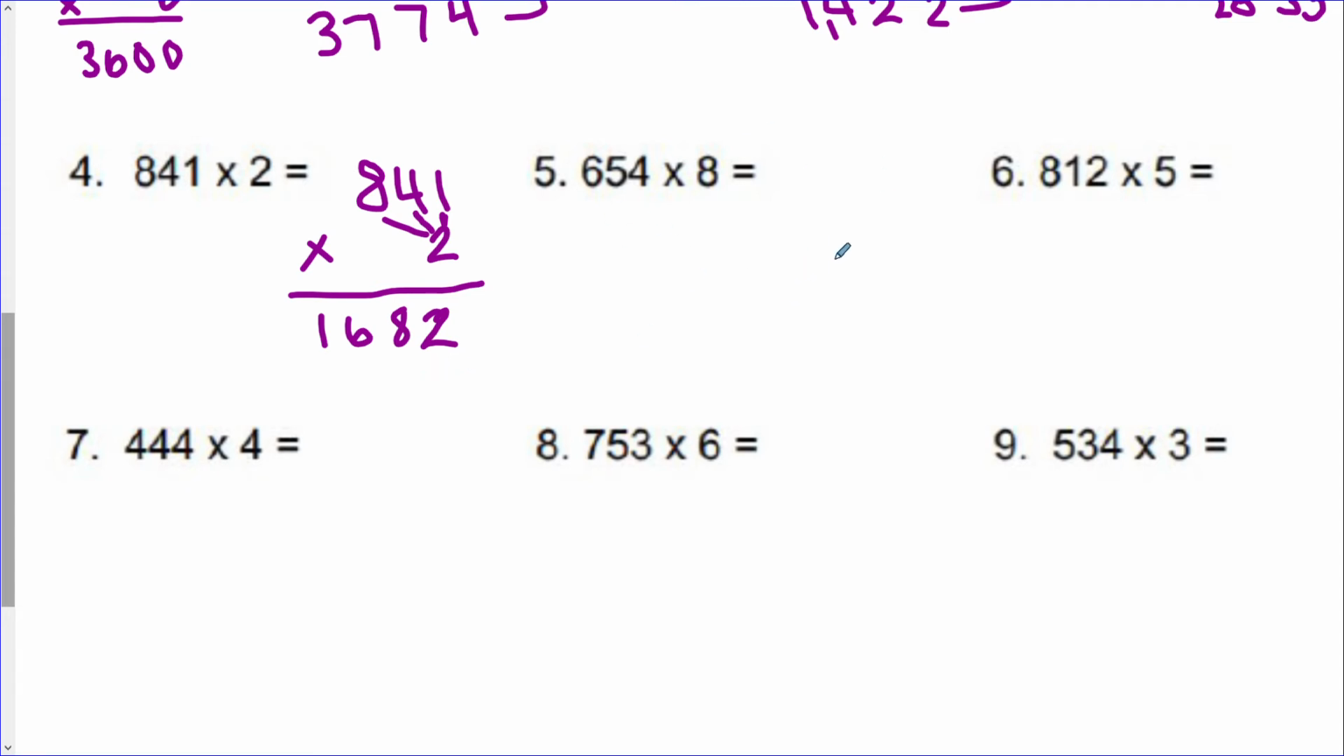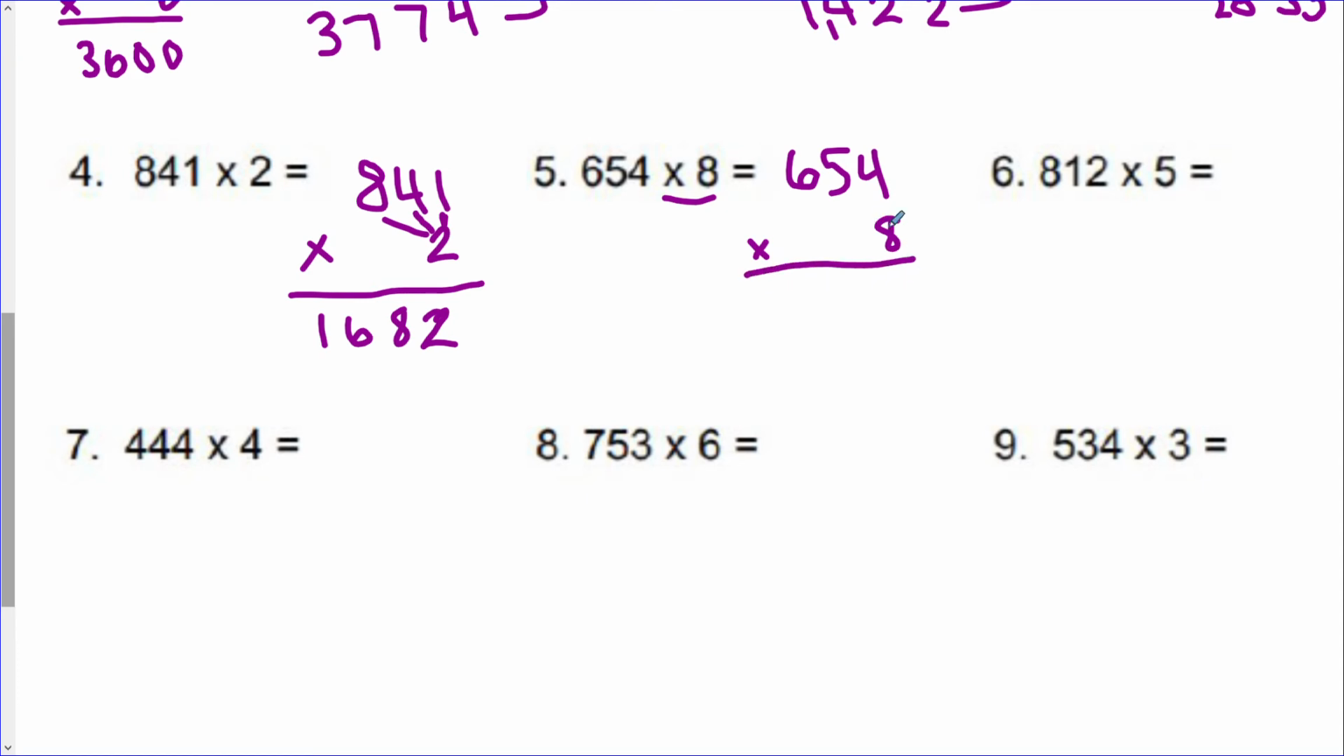All right, next one. Again, big numbers multiplying by 8. So again, memorize these 8s, boys and girls. It's really going to be helpful for you in your future as a math student. So 654 times 8. All right, let's get started.